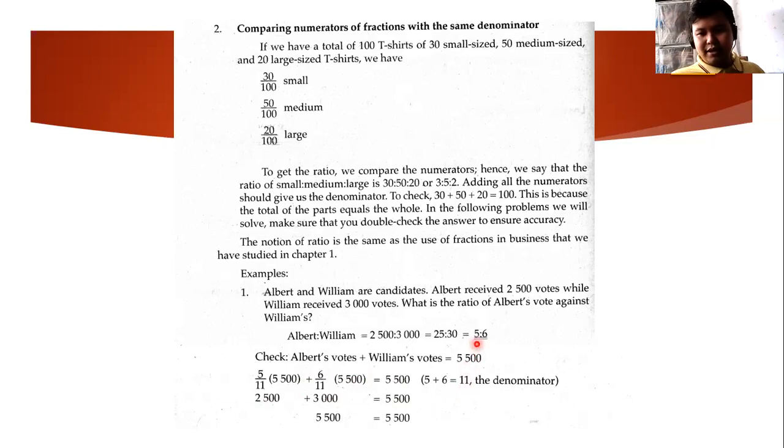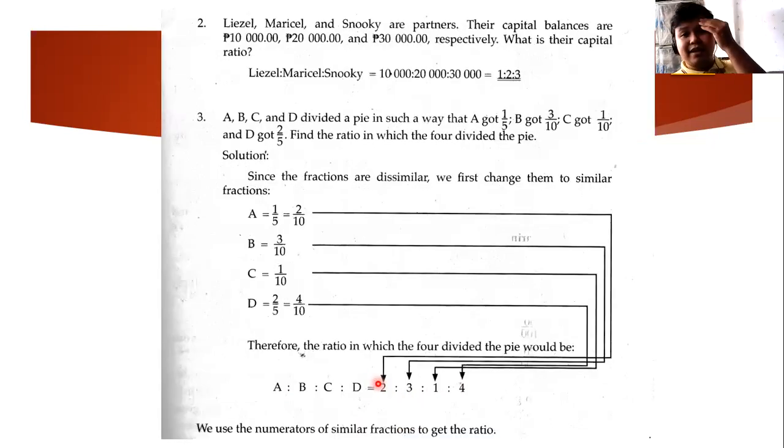Their common factor is 5. So 5 times 5 is 25, and 6 times 5 is 30. So 5 plus 6 equals 11. So 2,500 plus 3,000, the votes, is 5,500. 55 is equal to 55. So that is just dividing in a ratio.